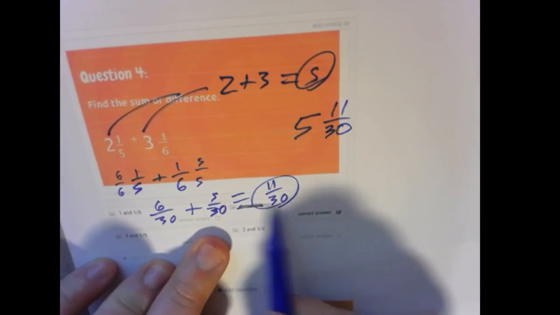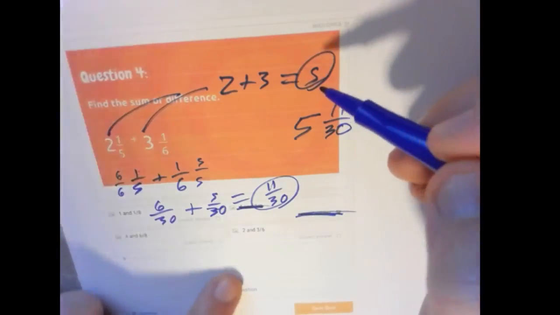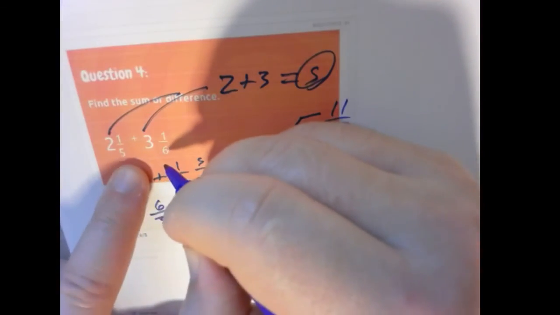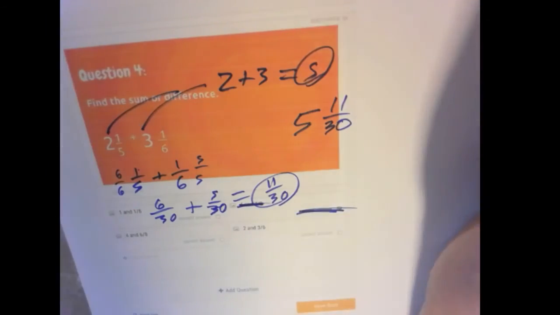Need to update this. So when we add these together, we have 2 plus 3 is 5. Adding the fractions together, we have 6 over 30 and 5 over 30 to give us 11 over 30.